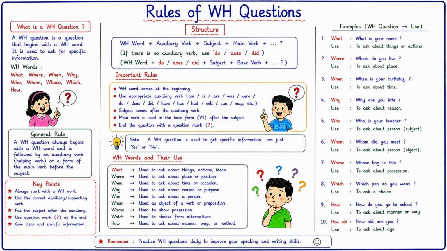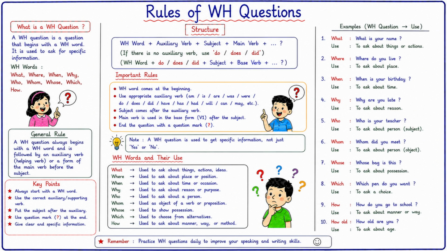Now there is one very important exception to remember. Subject questions. When the WH word itself is the subject, we normally do not use the usual auxiliary plus subject inversion. For example, who called you? Here, who is the subject. We do not normally say, who did call you? Although, who did call you can be used for emphasis in special contexts.